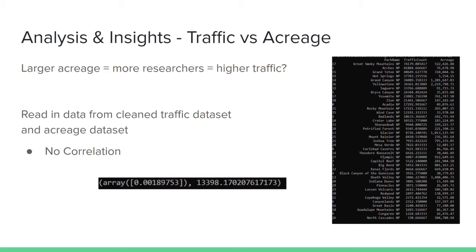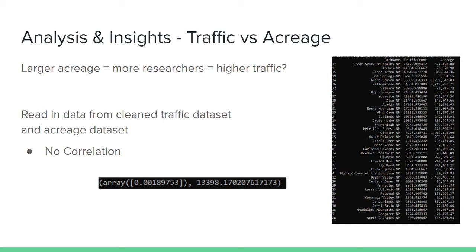Since many national parks also serve as nature preserves, we wanted to know if a larger acreage would correspond to higher traffic counts. We read in data from the clean traffic dataset and the acreage dataset, then merged and sorted the data by traffic count. Upon inspection of the output data frame, we found that there is no correlation between traffic and acreage.